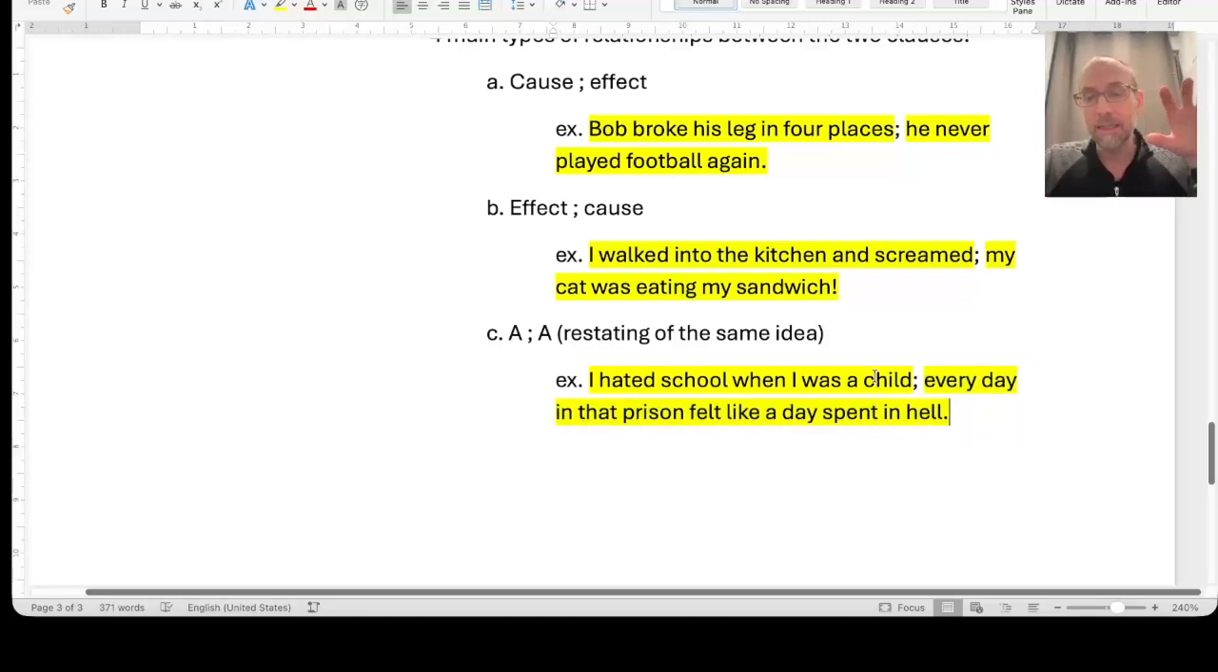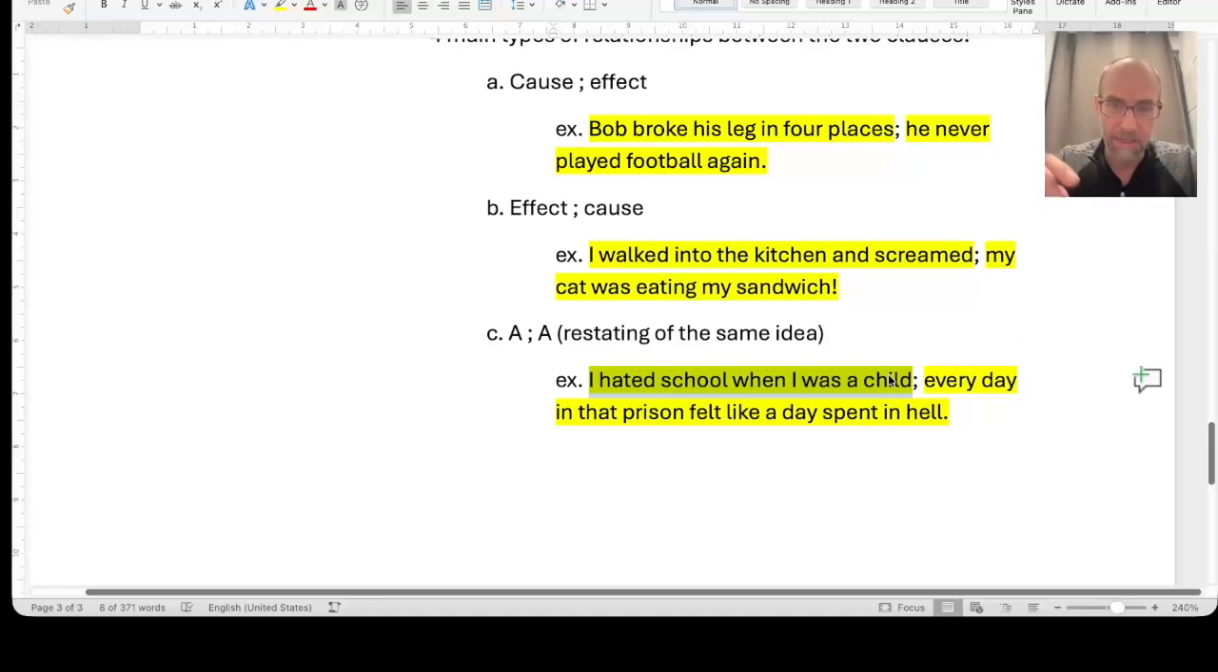You can clearly see that both clauses talk about the same idea. In this case, I hated school when I was a child. And then every day in that prison, school, felt like a day spent in hell. And that's the hated part. This is often used when the writer wants to add a little bit of style to the message. Often the first time you say the information, it's pretty straight. I hated school when I was a child. Okay, that is pretty straight.